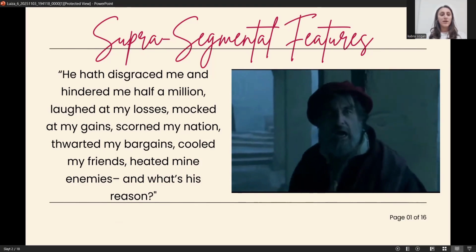We don't speak like robots because we naturally attempt to assign meaning to what we say. For example, when Al Pacino says "he had disgraced me" and I say "he had disgraced me," we have the same words but express differing feelings, anguish versus anger.